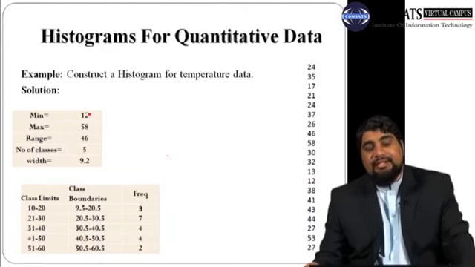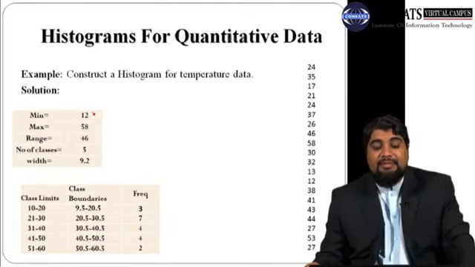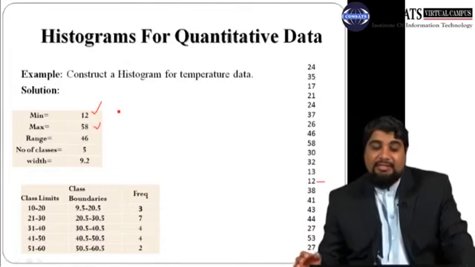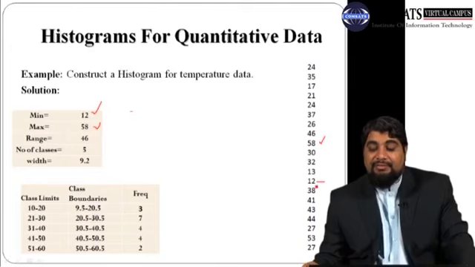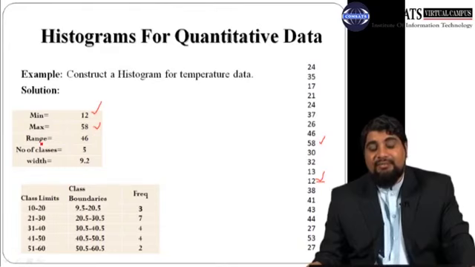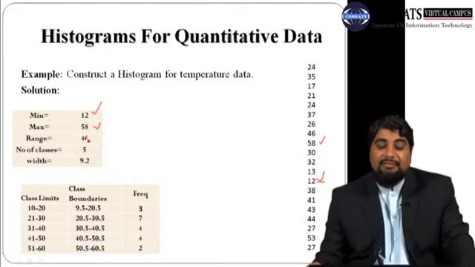In order to construct a histogram, first find the minimum number. The minimum temperature is 12 and the maximum temperature is found to be 58. You can use the max and min commands to find the maximum and minimum values. Then find the range, which is the difference of the max and min values. Maximum minus minimum is the range. So 58 minus 12, we get 46.